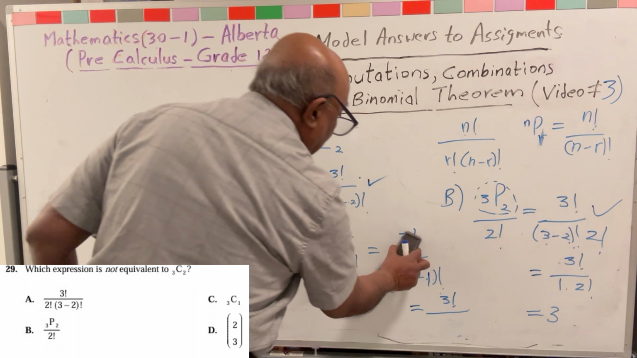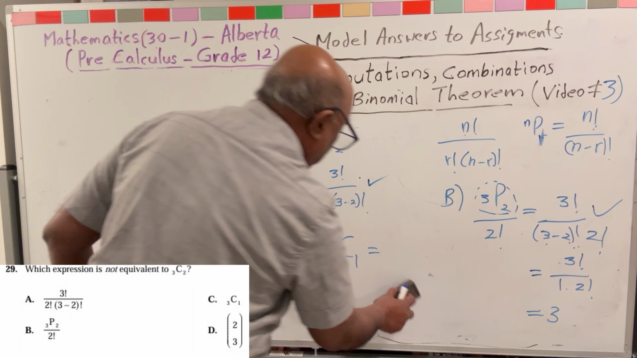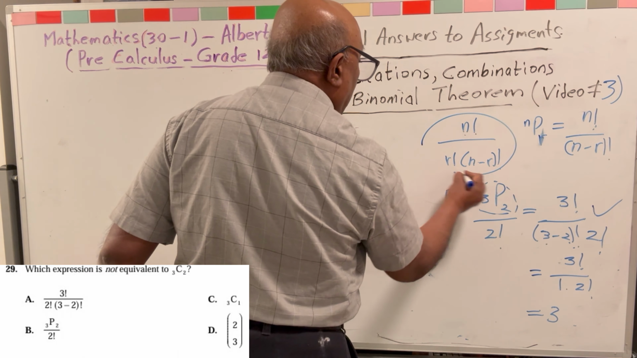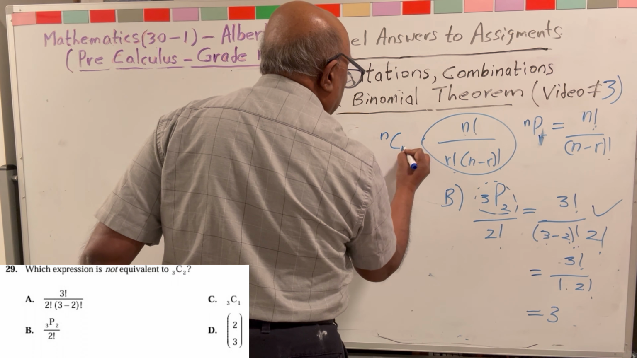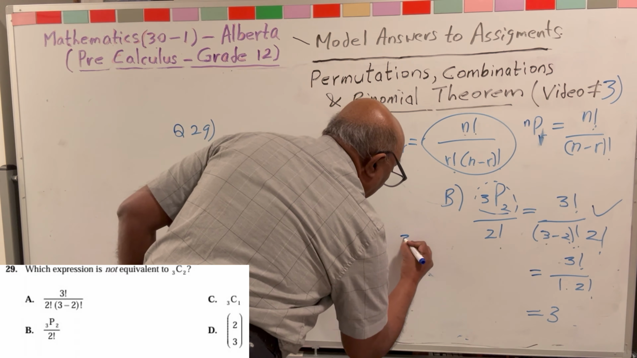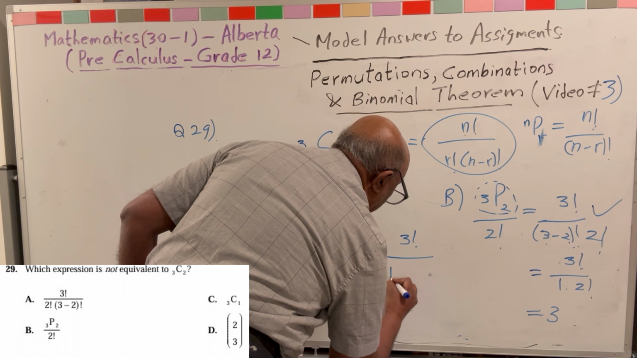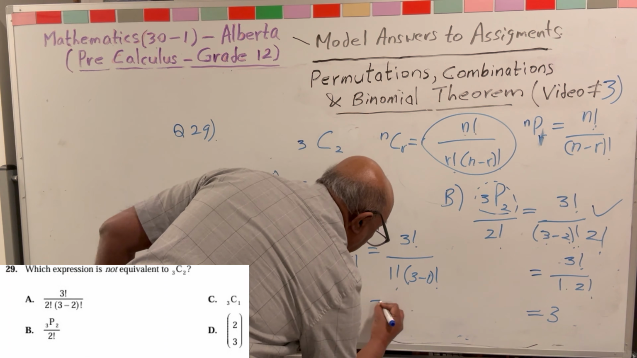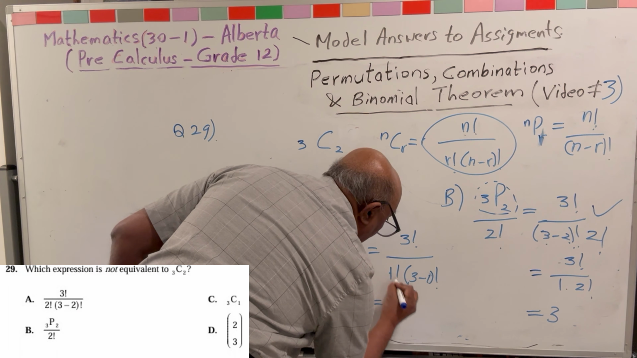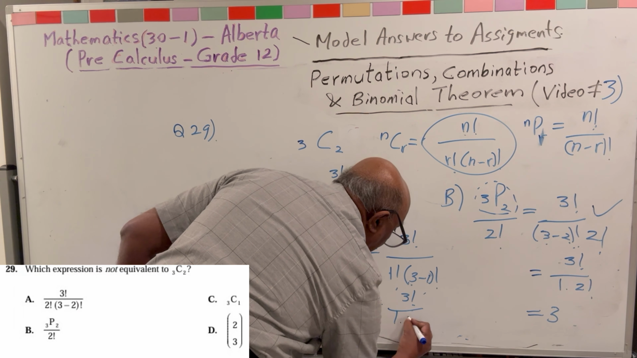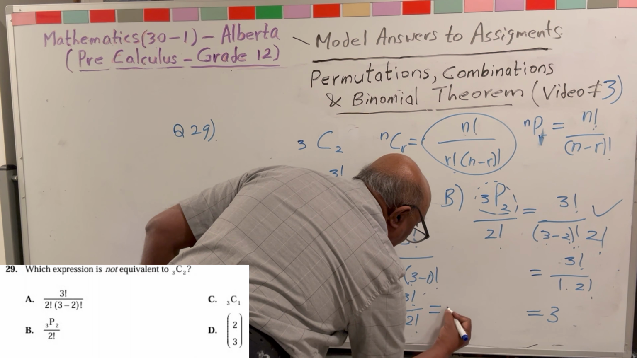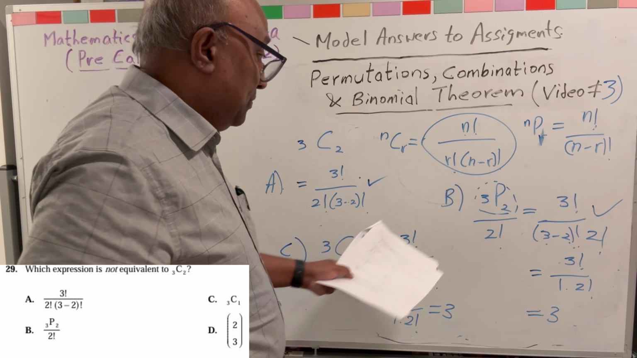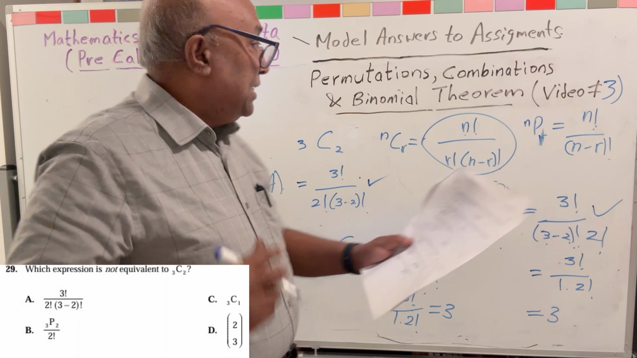Okay, I explain this again. For 3C1, we are using this formula, nCr, factorial 3 upon factorial 1, factorial 3 minus 1. That is factorial 3 upon factorial 1 is 1, 3 minus 1 is 2 factorial. This is equal to 3. Okay, that means this is also right. All A, B, C are right. What is D?